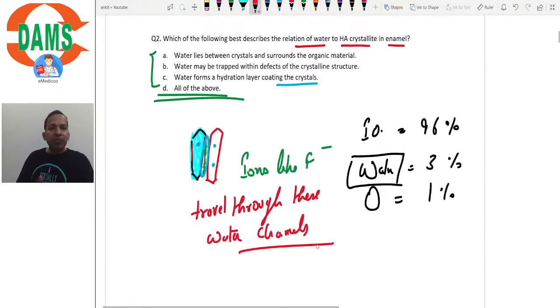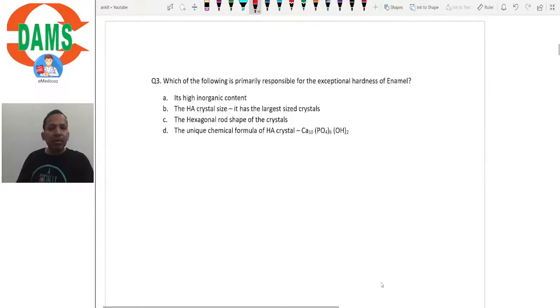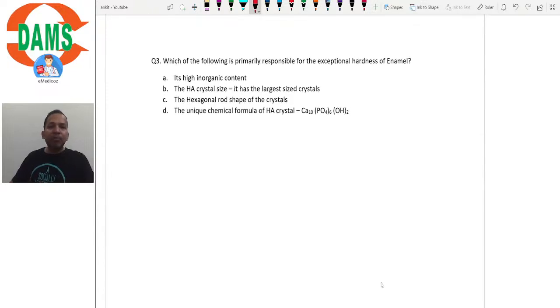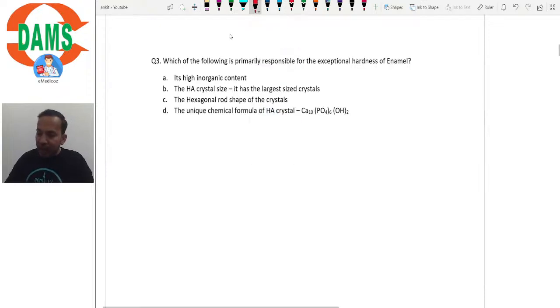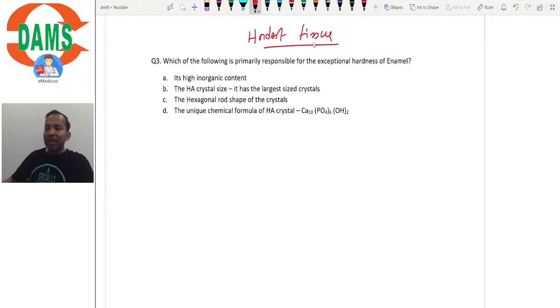So let's go to the next question. Which of the following is primarily responsible for the exceptional hardness of enamel? We know that enamel is the hardest tissue, and which of the following options is the primary reason? Options are: option A, it's high in organic content. Option B is hydroxyapatite crystal size, that is, it has the largest sized crystals.